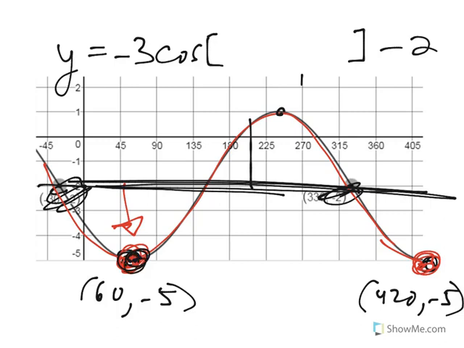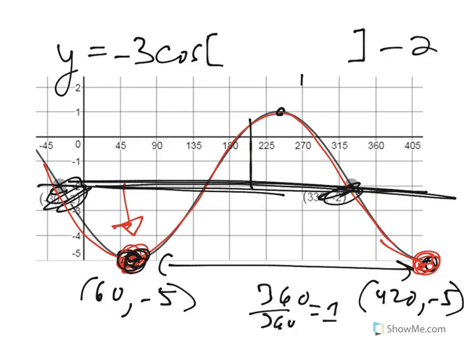I'm almost done. The period is 360, and 360 over 360 equals 1, so I can just put a 1 or nothing out there. And finally, the starting point is shifted over 60 to the right, so I put -60. And that's how you can identify the equation of a cosine curve.